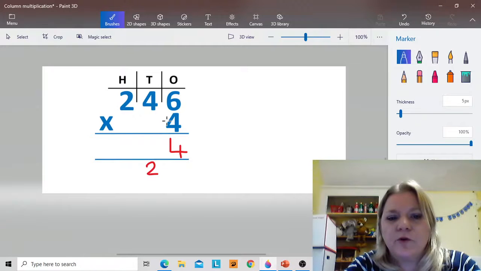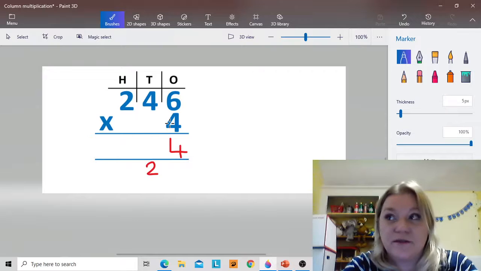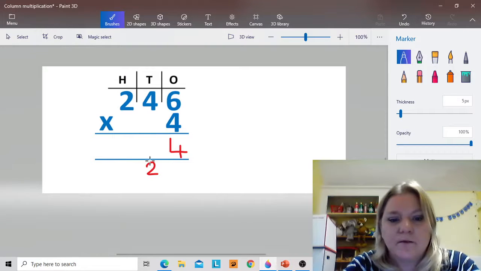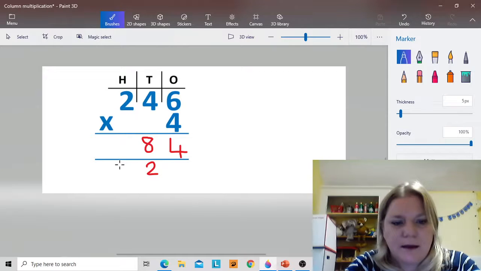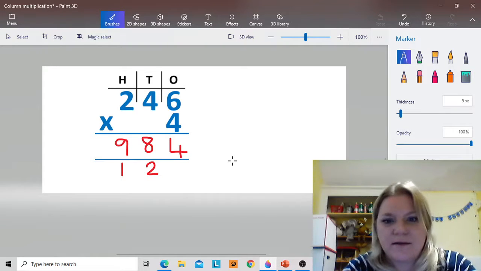Now we do 4 multiplied by 4, which is 16, but we've got another 2 tens here, so 16 add 2 equals 18. And again, the 8 goes in here and the 1 jumps into the next column, into the hundreds column. Now we do 2 multiplied by 4 is 8. We don't write the 8 because we've still got to add this 1 here. So the answer would be 984.